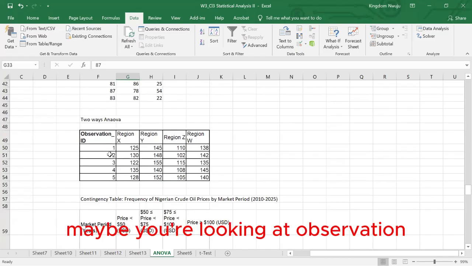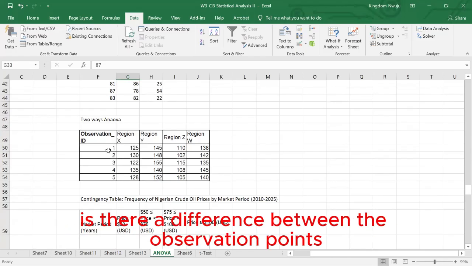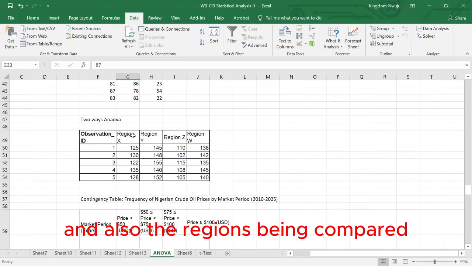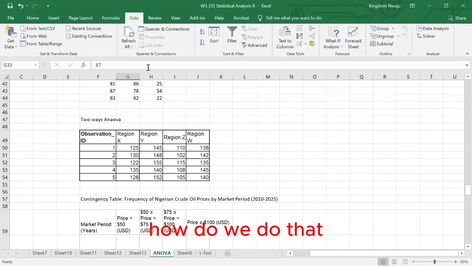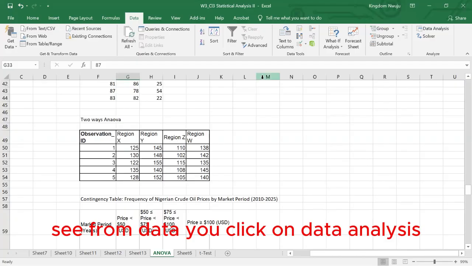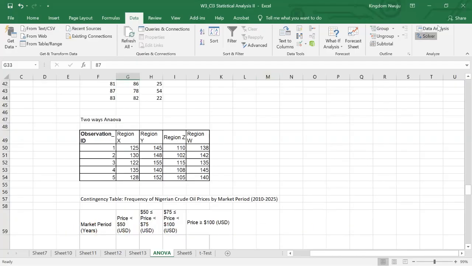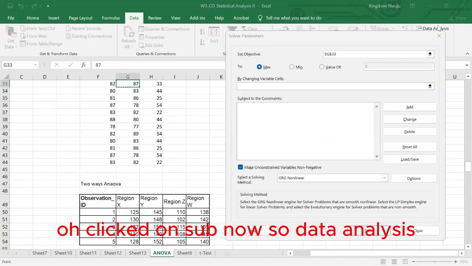Maybe we are looking at observation. Is there a difference between the observation points and also the regions being compared? That will take us to 2-way ANOVA. How do we do that? Still from Data, click on Data Analysis.